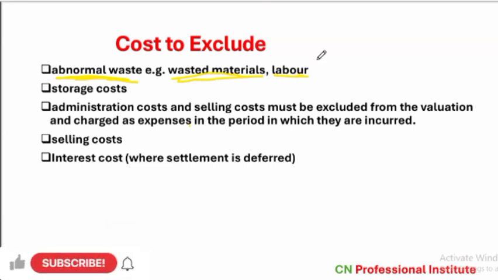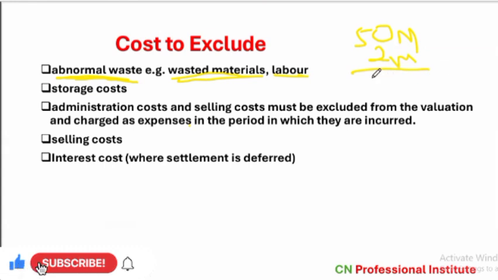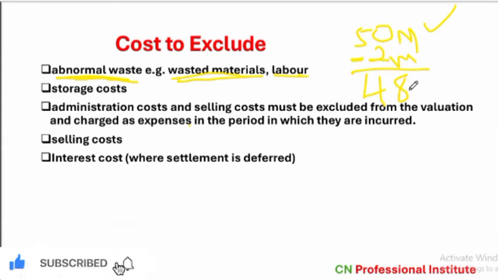Now, let's say sometimes you bought materials worth 50 million to be used in your manufacturing, but you realize that, let's say, 2 million worth of material is wasted. You don't have to include the 2 million in the cost of the inventory, even though you purchased the inventory at 50 million, right? You have to deduct the wasted material. You have to deduct the 2 million from it, and then the 48 million is what you're going to record as your actual cost of the material, right?